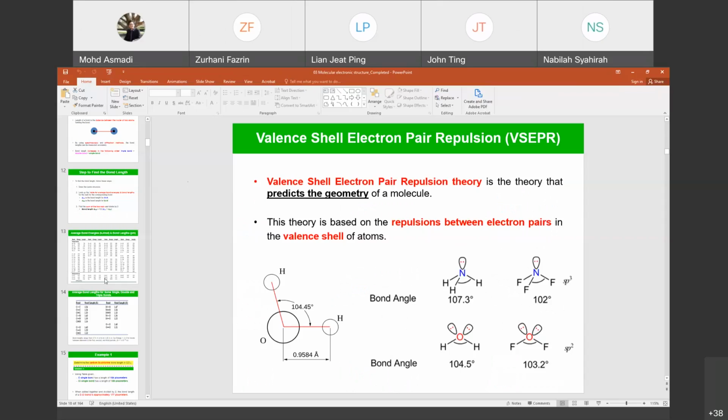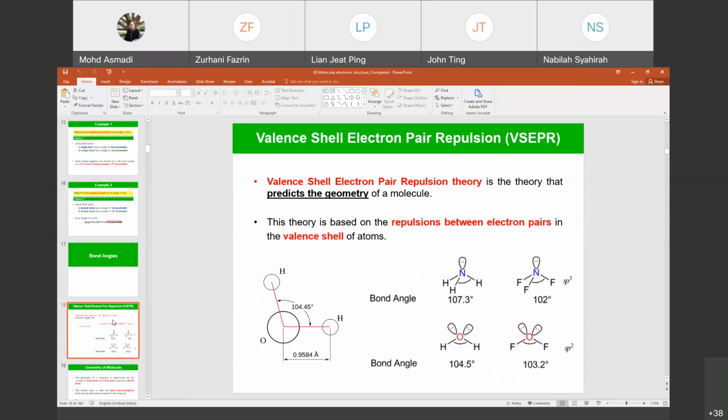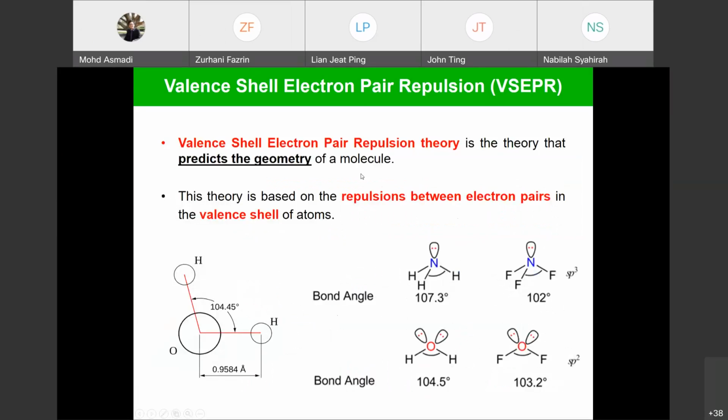Okay, so if you look here, this is how we predict the geometry, based on the bond angles. So if you look here, there is a lone pair, right? There's a repulsion. It's going to push this bond pair. That's why actually for water, H2O, and also F2O.